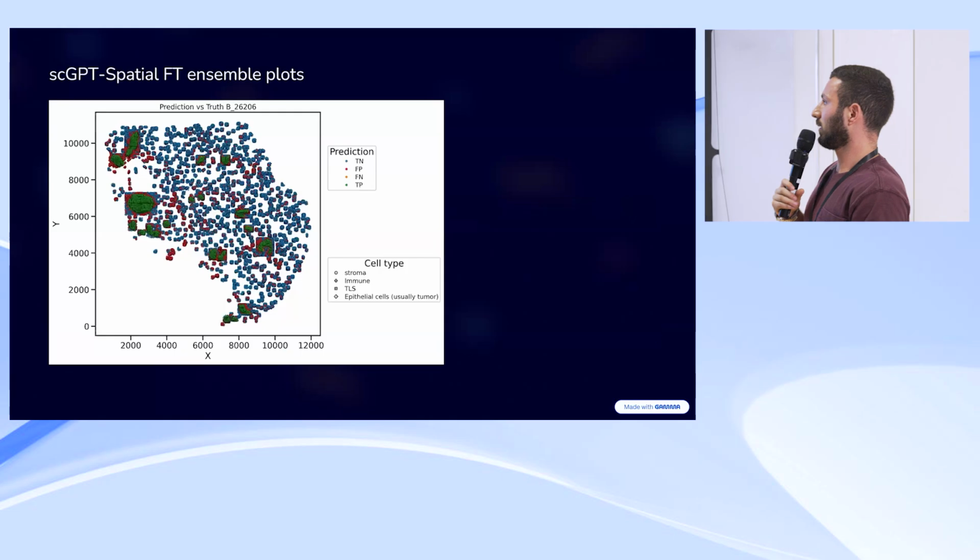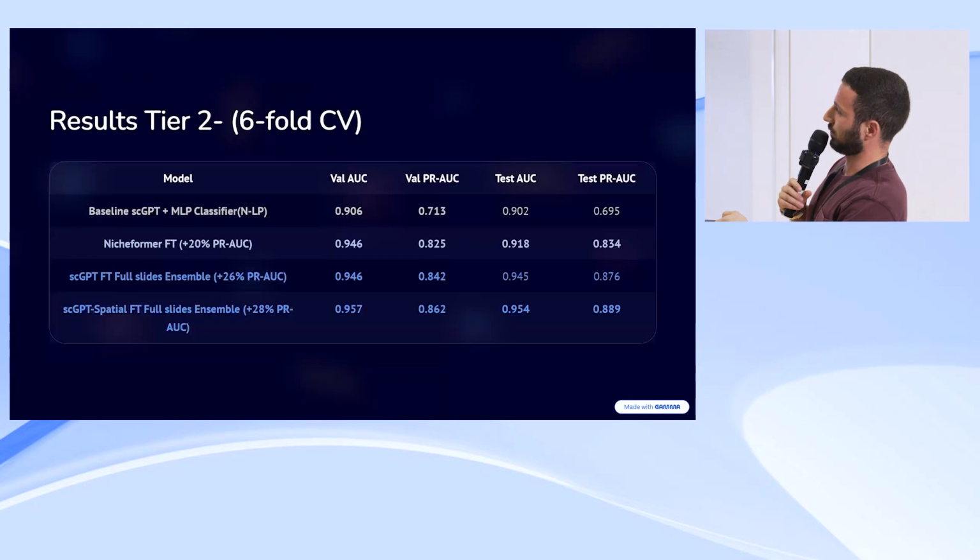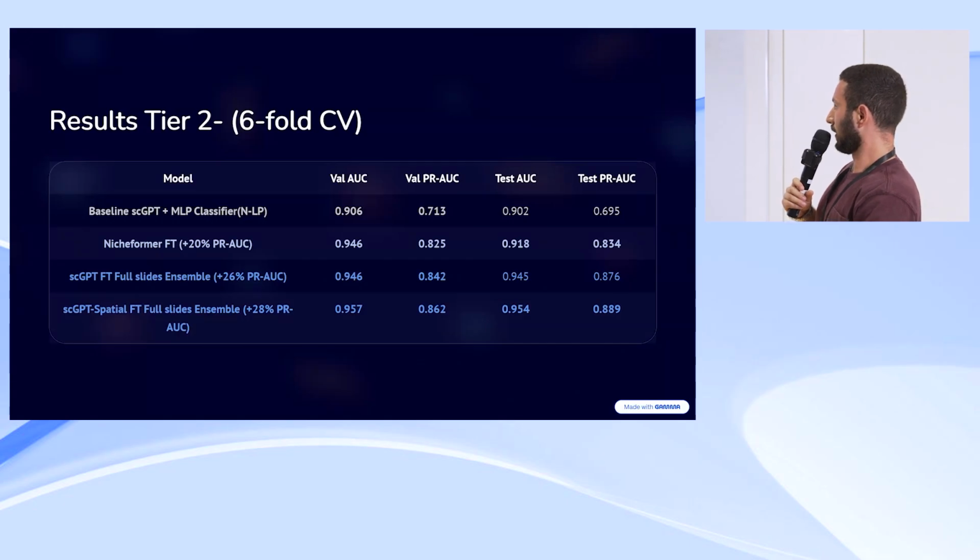So here we can see that we have Nicheformer as well. scGPT spatial and scGPT outperform Nicheformer, and as we expect, scGPT spatial got the better results in tier 1 and in tier 2 as well. So the test here is an ensemble. After we did an ensemble of all the 6 folds, we tested on a holdout test and got these results.